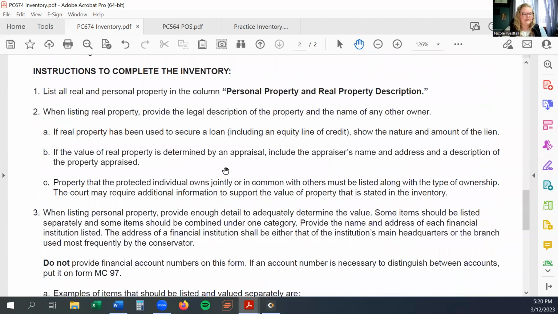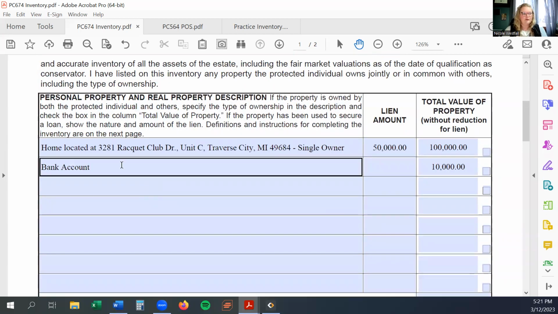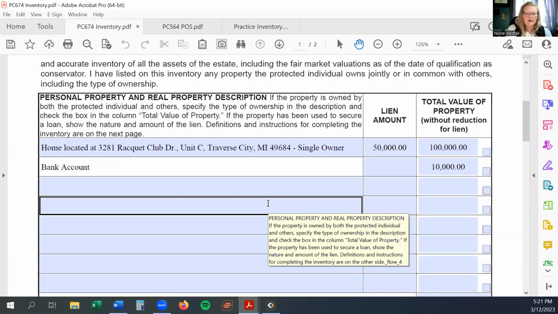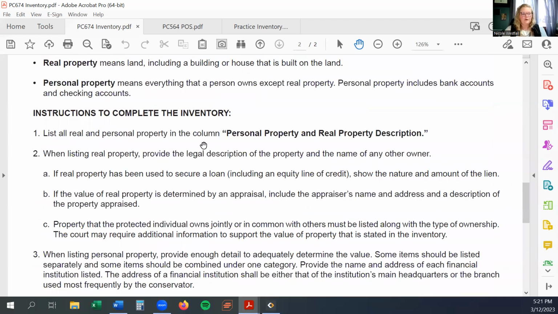Then the next thing is that we're listing all the personal property, but that might include a financial institution. The address of the financial institution shall be that of the main headquarters or the branch that you use most frequently. Normally what I would just do is say, you know, Huntington Bank, and then list the address for Huntington Bank, something that's in Traverse City. So that's all that those mean.